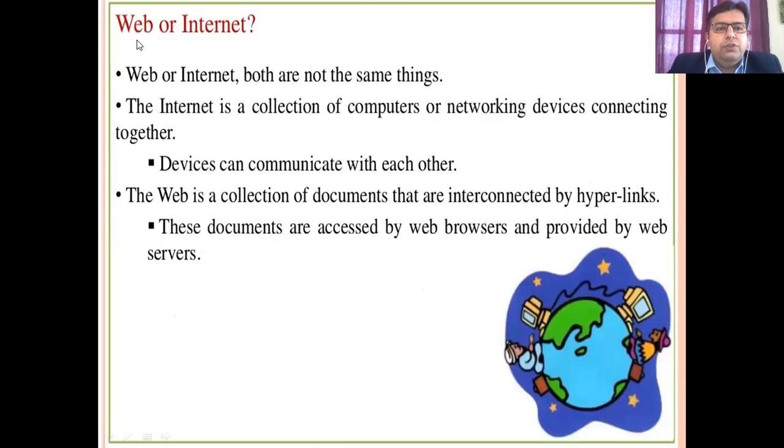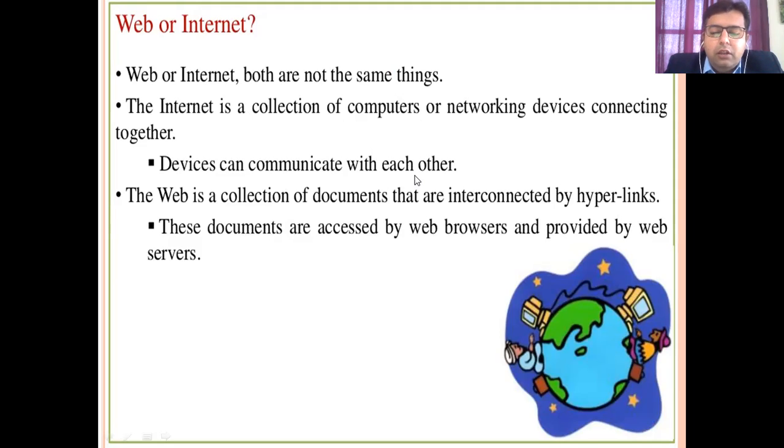Now we will see what is web or internet. Web and internet are not the same thing. The internet is a collection of computers or networking devices connected together, so that devices can communicate with each other. So what is the main purpose of the internet? The internet basically provides the concept of networking, and with the help of that networking, all devices are connected with each other.